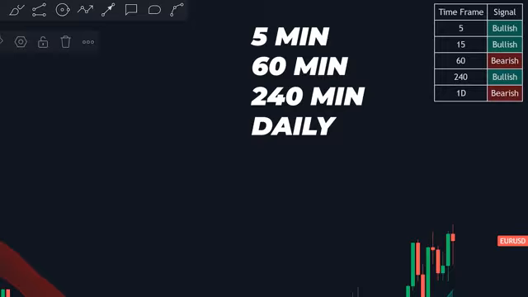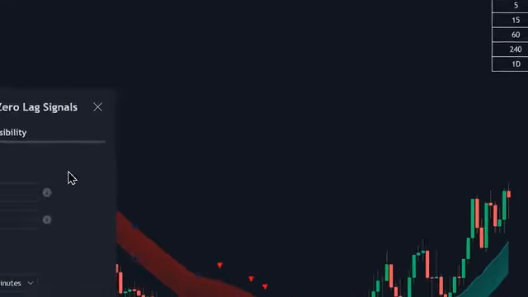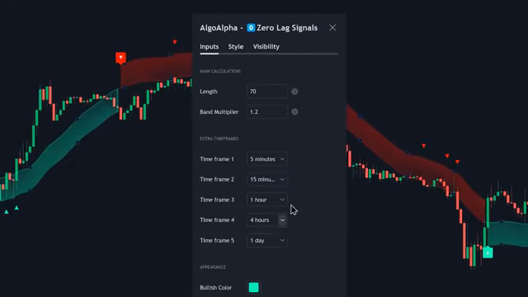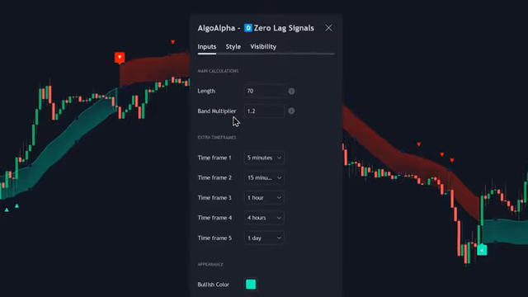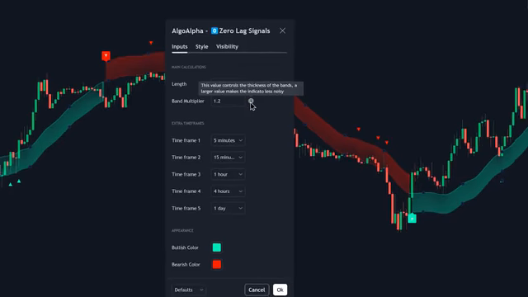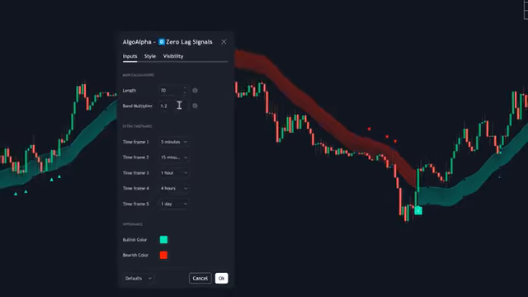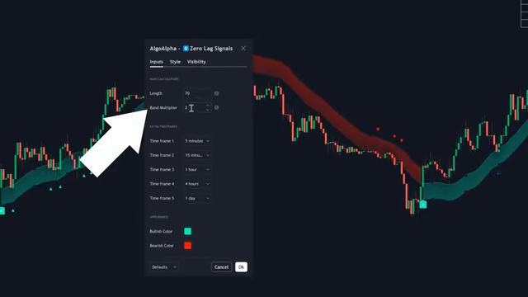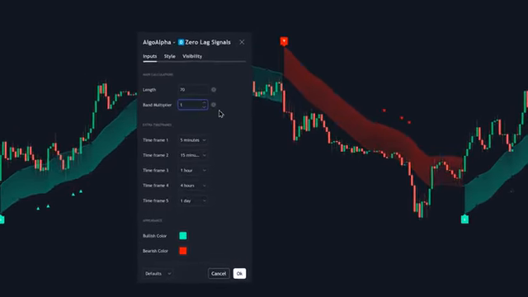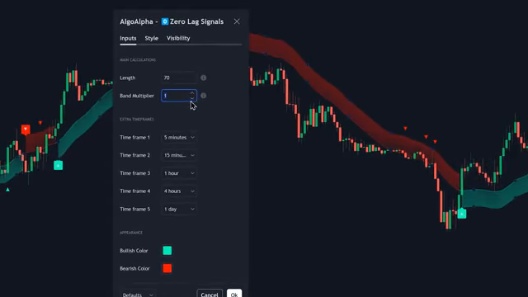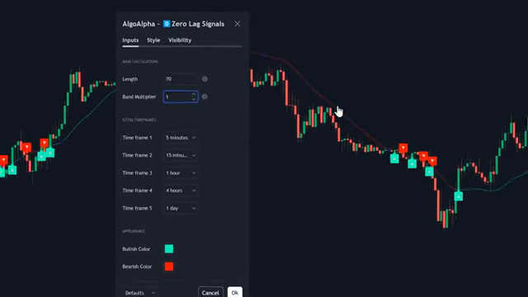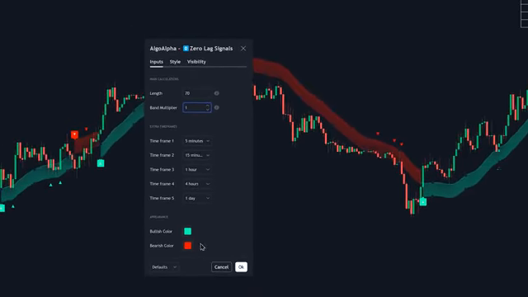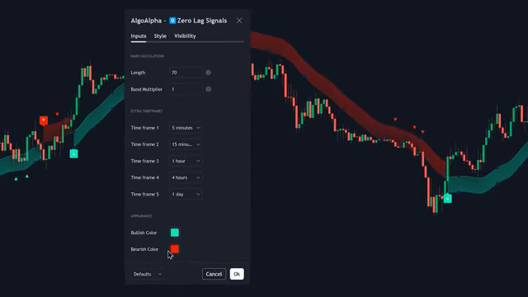Now, if you want to change any of these timeframes to something you prefer, you just double-click on the table, and then here you get to change the timeframes. You can also change the length of this indicator. You can also change the band multiplier, which is just the ATR factor for these green and red bands. If you want to reduce noise, you can make the bands a bit larger by increasing this number. But if you want to have more signals, maybe for scalping, you can reduce this number to make the bands narrower and narrower. And then down here, you can change the bullish and bearish colors to your preferences.